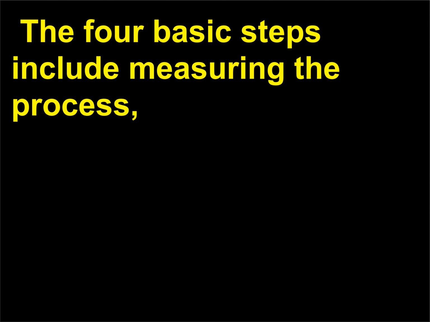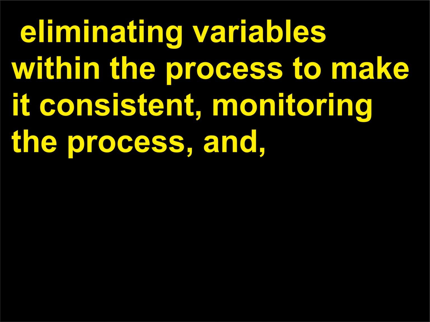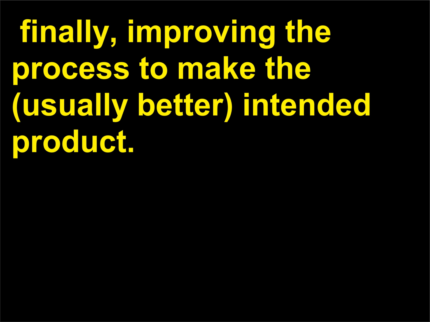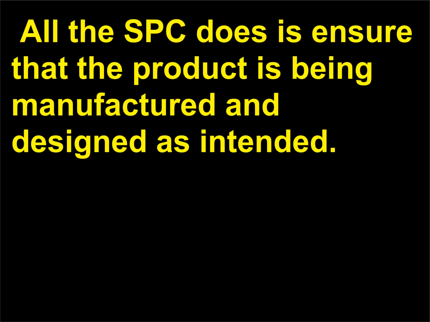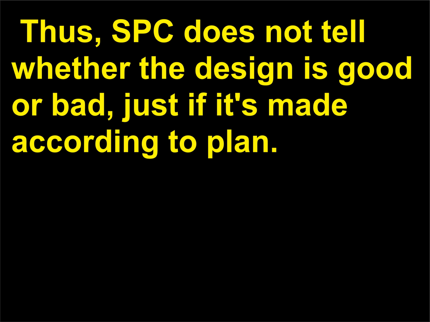The 4 basic steps include measuring the process, eliminating variables within the process to make it consistent, monitoring the process, and finally, improving the process to make the, usually better, intended product. But it is not the answer to everything. All the SPC does is ensure that the product is being manufactured and designed as intended. Thus, SPC does not tell whether the design is good or bad, just if it's made according to plan.